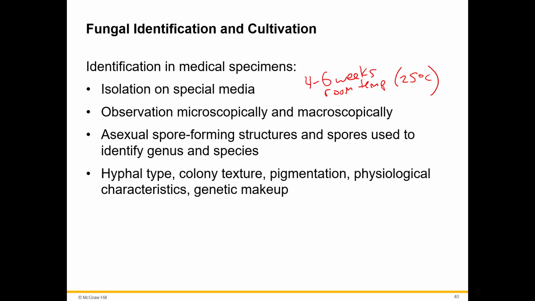So macroscopically, we look at how fuzzy the colony looks. We look at the color of the top of the colony, the color of the bottom of the colony, and we can investigate how that looks. So microscopically, we will look under the microscope, and there's different types of staining procedures that we can use that are safe and will allow us to look at this organism under the microscope safely.